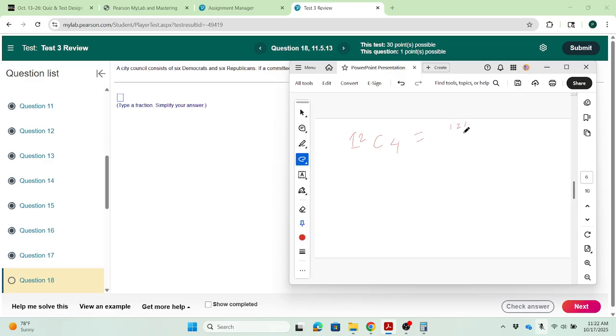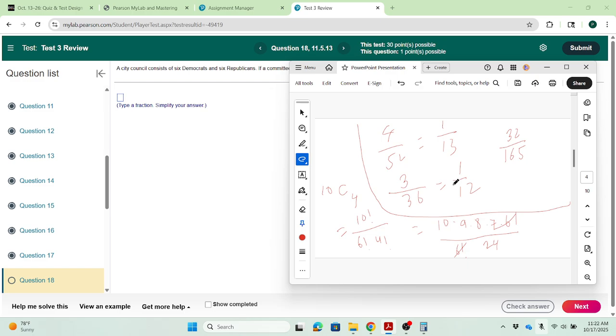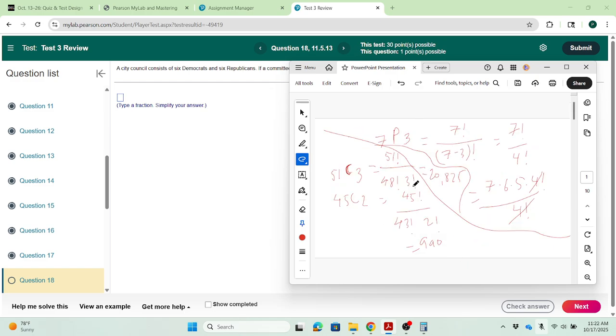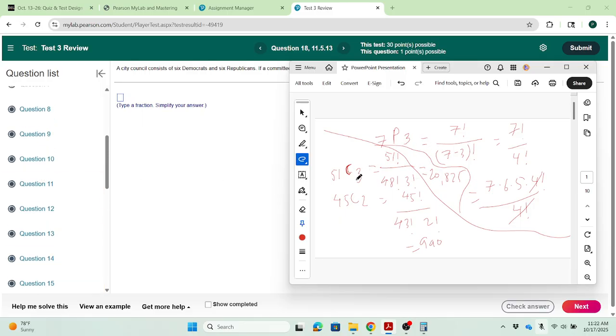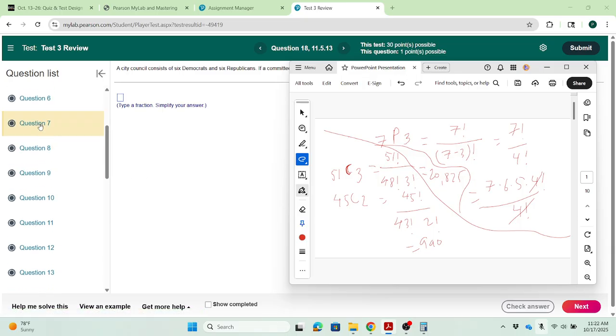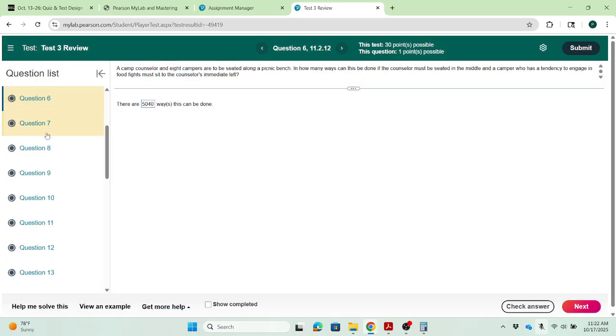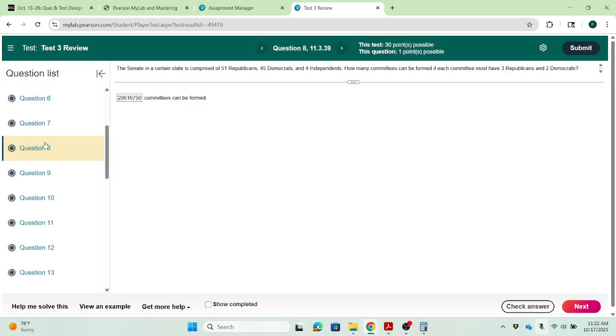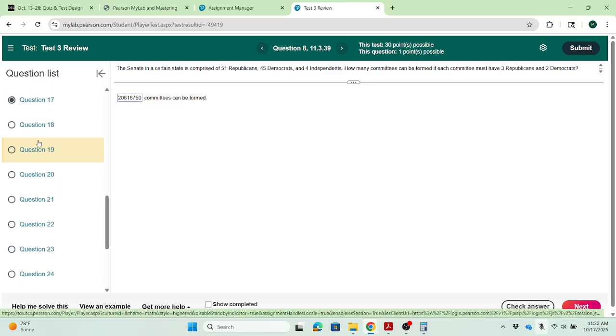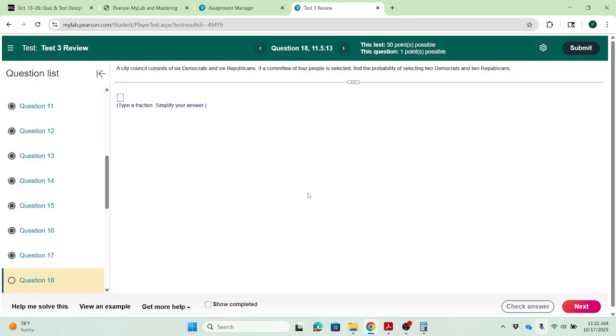So it's 12 factorial divided by 12 minus 4, which is, I guess I did a problem like this somewhere here. What is that? This is the problem I did. I don't know where it was. But that was not the probability problem. That was the combination problem. A Senate, how many committees can be formed if each committee must have 3 Republicans and 2 Democrats. So you can find out the total like this as we did in question number 8. Okay, it's a probability problem. So anyway, I'm going to do it.